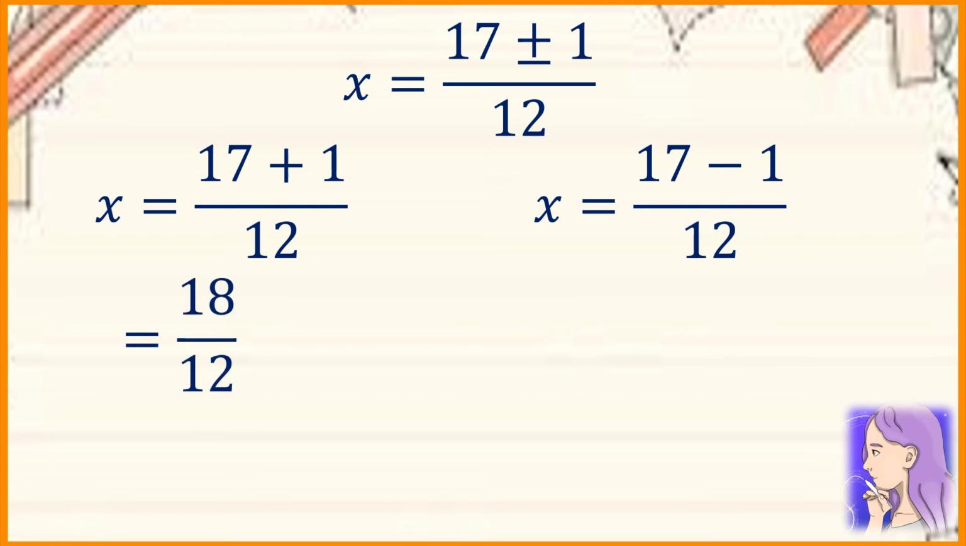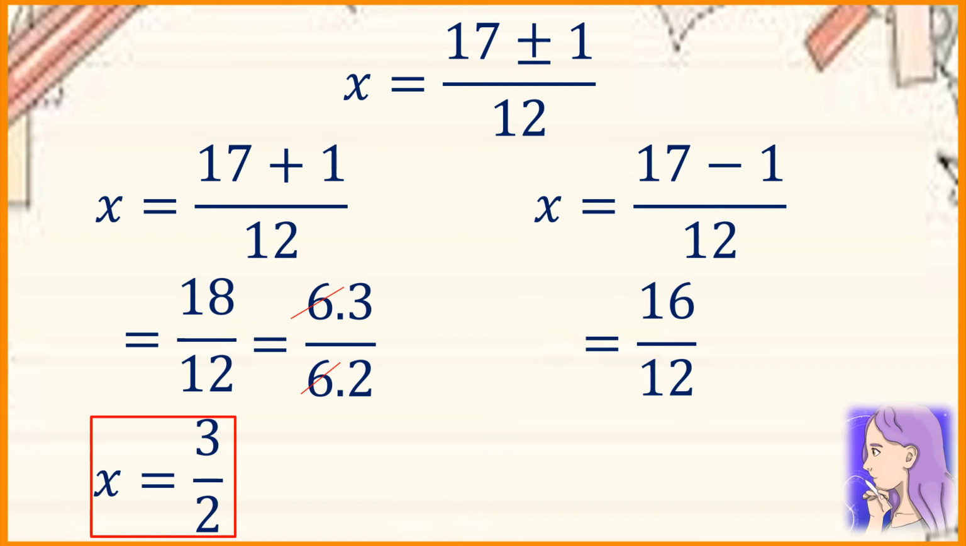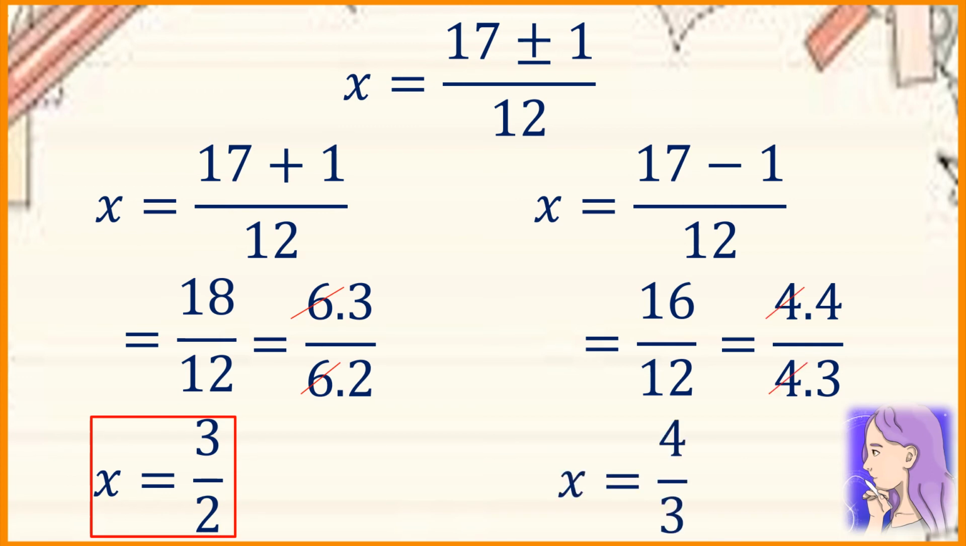17 plus 1 is 18, so we have 18 over 12. We all know that 18 is equal to 6 times 3, and 12 is equal to 6 times 2. We cancel 6 and 6, so x is equal to 3 over 2. And the other one, 17 minus 1 is equal to 16, so we get 16 over 12. We know that 16 is equal to 4 times 4, whereas 12 is equal to 4 times 3. Cancel 4 and 4, and we get x is equal to 4 over 3.